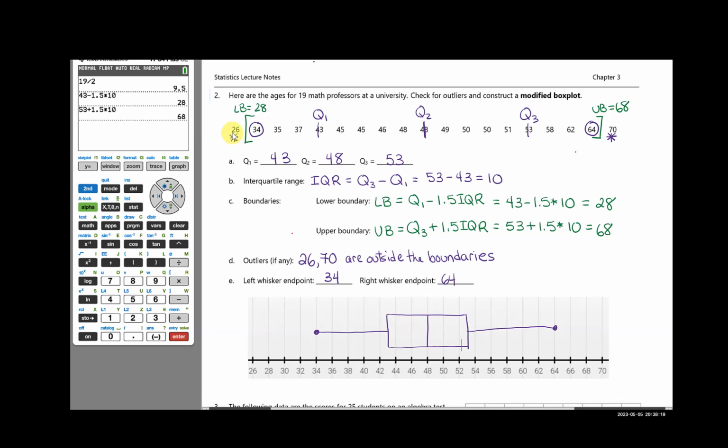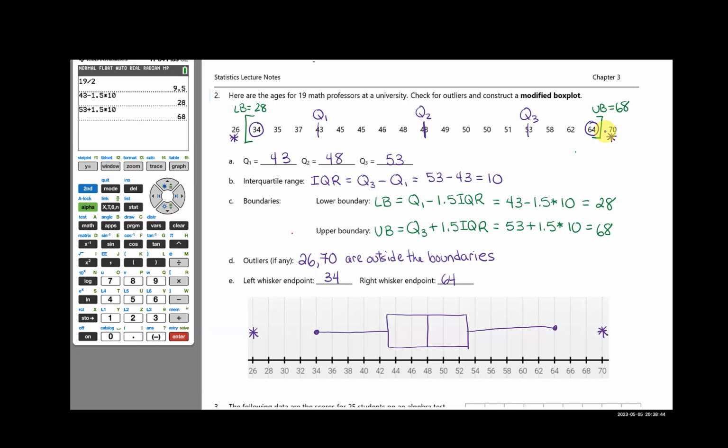My professor down here that was 26 years old would be marked with an asterisk. And then my other professor on the higher end that is 70 years old would also be considered an outlier among these 19 professors. There you go. That's a modified box plot. We identified the outliers.